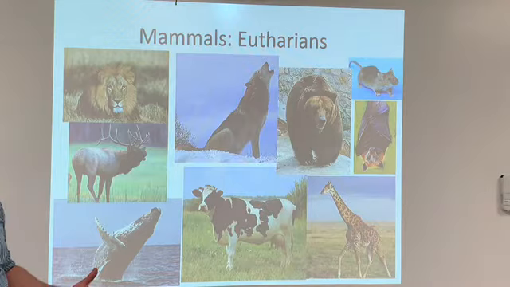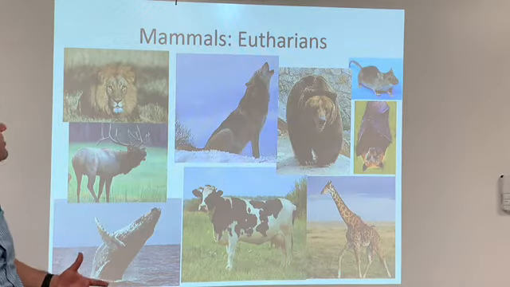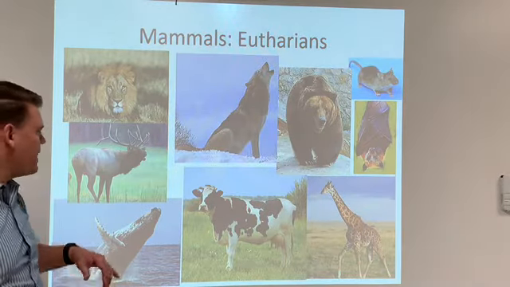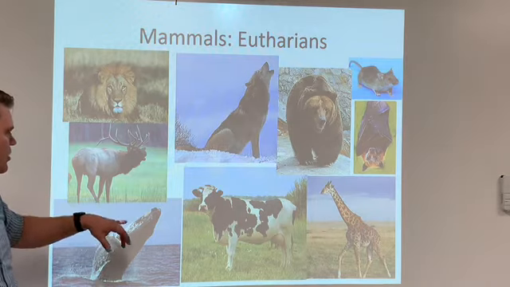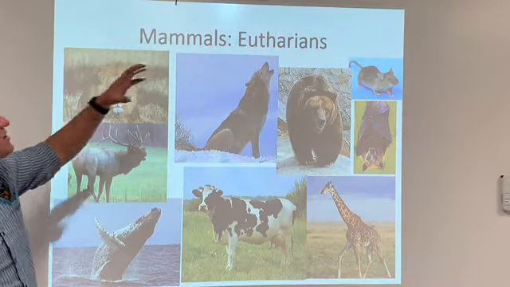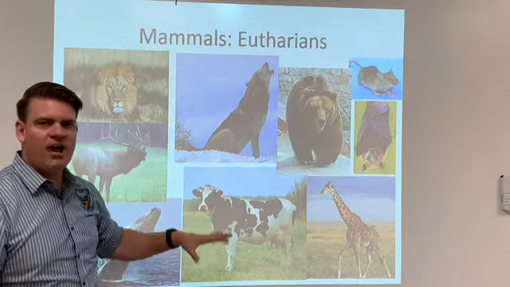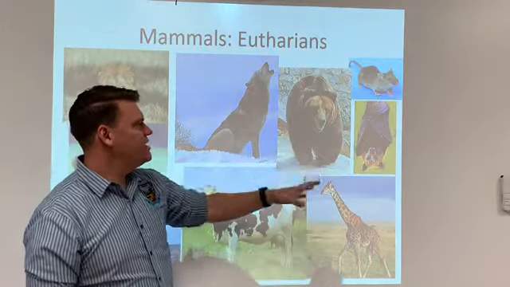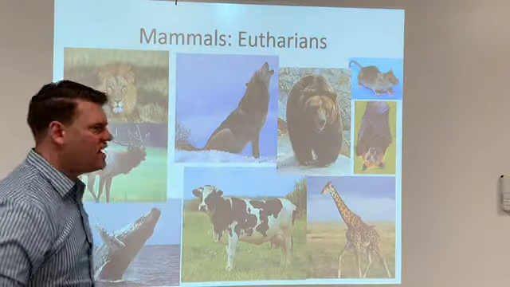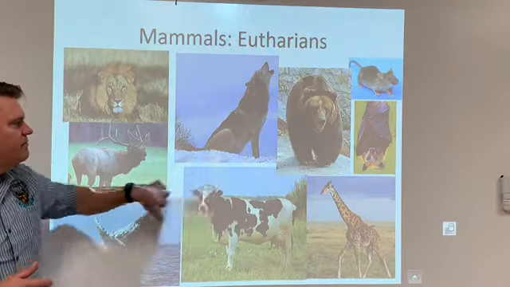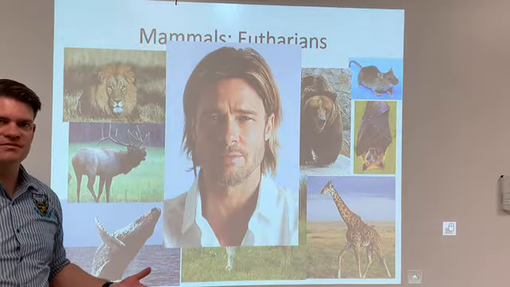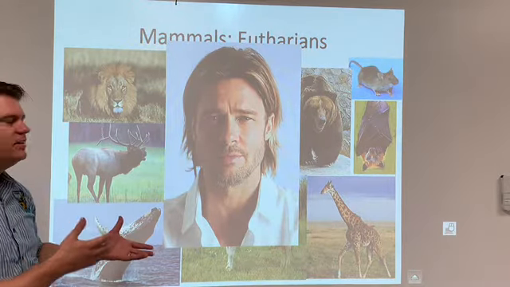And so we have a bunch of different forms here of our eutherians. So these are most of the mammals you think about. So we have our whales, our elks, lions, wolves, cows, giraffes, bears, bats, mice, and our favorite mammal, humans, and my favorite mammal, Brad Pitt.